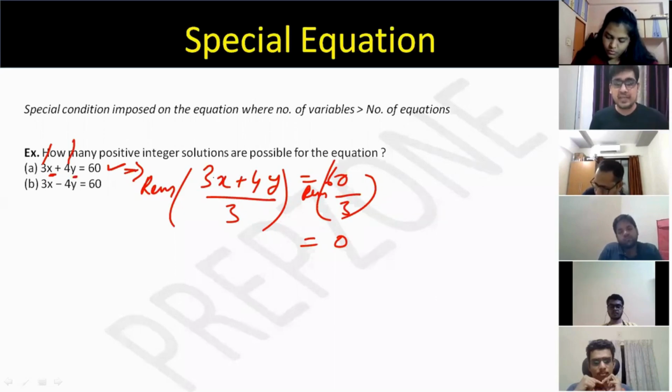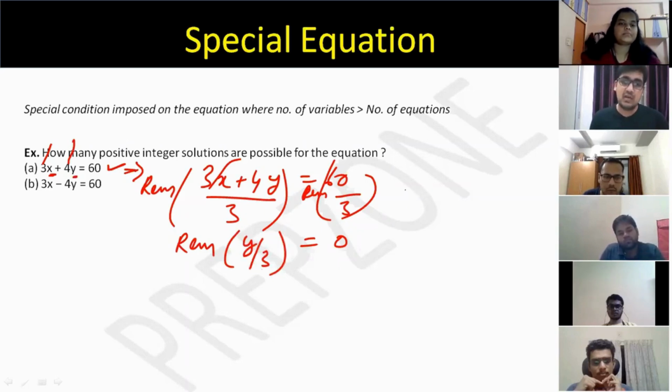So remainder of 3x by 3, of course 3x, x is an integer, so 3x will be a multiple of 3, so this remainder will be 0. And 4y, I can actually split 4y into 3y plus y. So what I have to do now is, this is same as remainder of y by 3 equals to 0. So now when I've written this equation, I know कि यार यहाँ से y equals to 0 satisfies my equation, or y equals to 3, or y equals to 6, etc, etc.